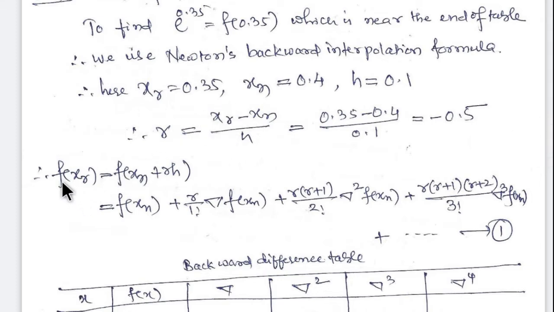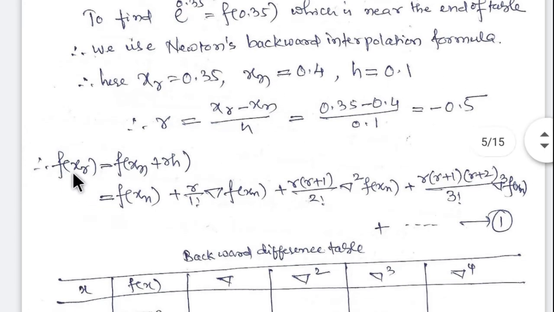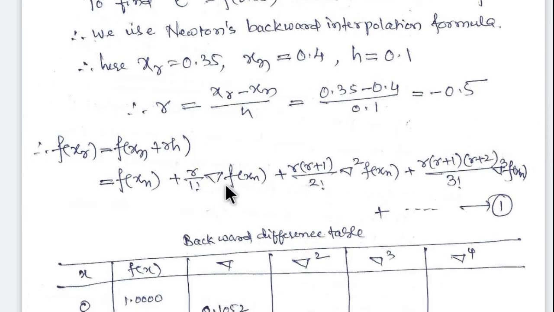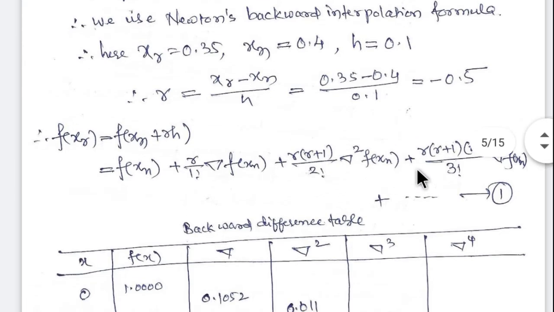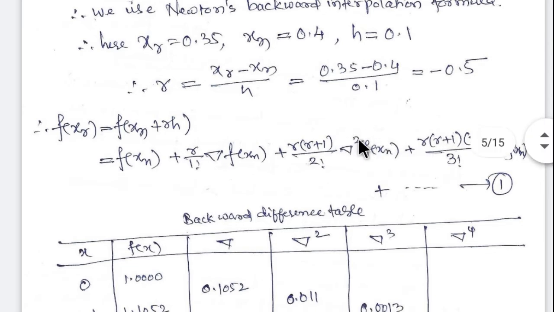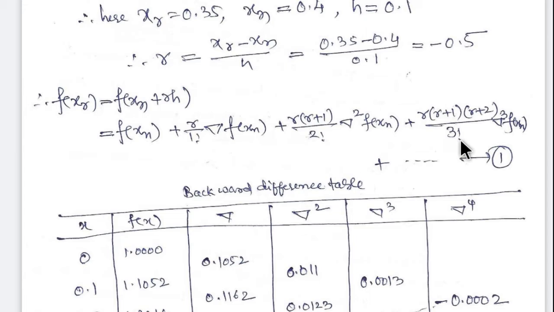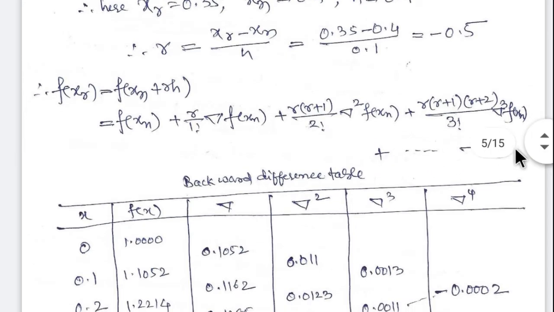Here, for f of x_r, use Newton's backward interpolation formula. f of x_r, that is f of x_n plus r h, equals f of x_n plus r by factorial 1 del f of x_n, plus r into (r plus 1) divided by factorial 2 del square f of x_n, plus r into (r plus 1) into (r plus 2) divided by factorial 3 del cube f of x_n, plus etc. For backward interpolation, the backward difference operator del is used; for forward, capital delta is used. Call this equation 1.